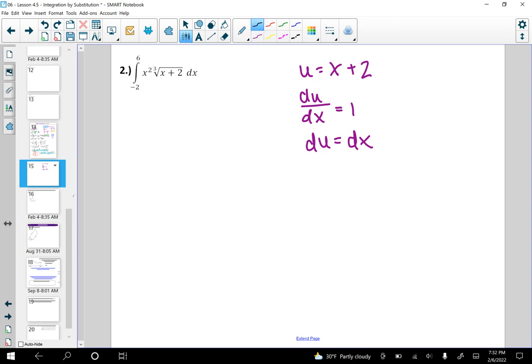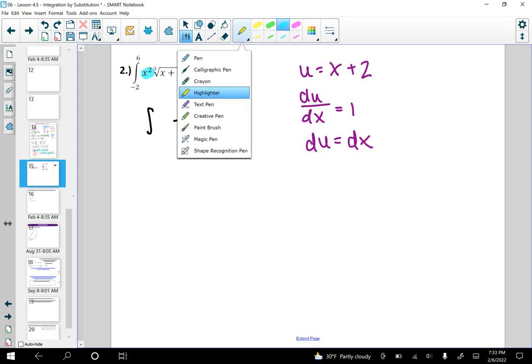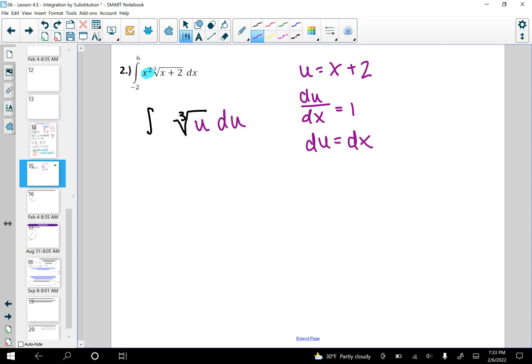So what I have at this point, and normally I just like to change everything first, but just to give you a little visual here, I have the cube root of u, and then I can just substitute in du right for dx. But I still have this x squared out here. So I'm like, okay, I can't have this. Don't write this down. I repeat, I cannot have x squared and have an integrand that has x's and u's. That's a big no-no. Get rid of that.